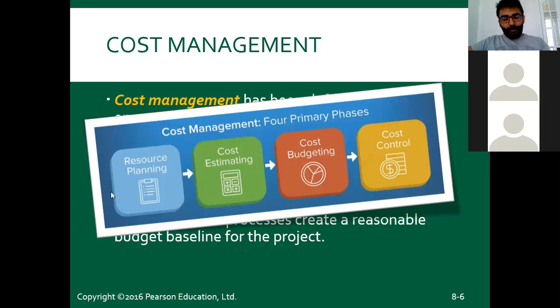So there are 4 steps, by the way: resource planning, cost estimating, cost budgeting, and then cost control. Cost control exists when you start the project, right? Cost budgeting is at the beginning of the project. Before the project, actually, you do resource planning and cost estimating. Okay.